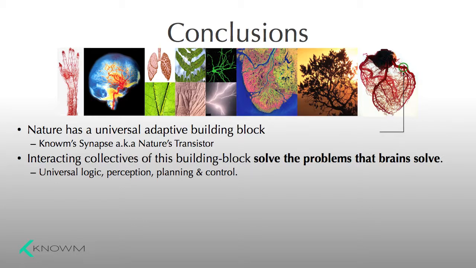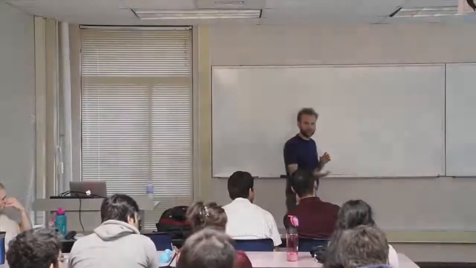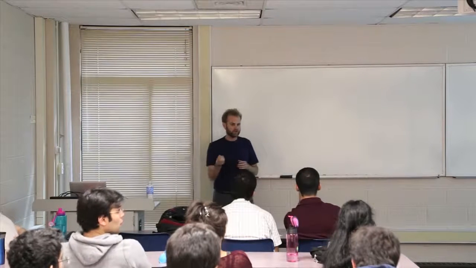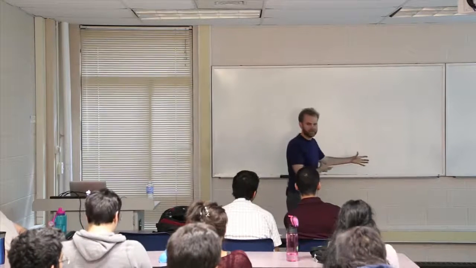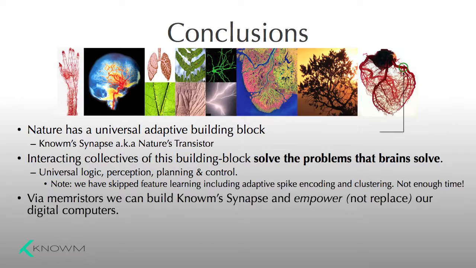In terms of perception, we've skipped 2 things here that we've also figured out how to do with thermodynamic RAM. One is feature learning. I mentioned independent component analysis. That's one method of feature learning. Another one is adaptive spike encoding. I showed you how to turn, say, integers into spikes, but you can also do it in an adaptive way, okay? And you can learn that process. And with memristors, because they're adaptive conduits, we can build Gnome synapses, and we can empower our computers, and we can give them access to this intrinsically adaptive learning circuit, okay?